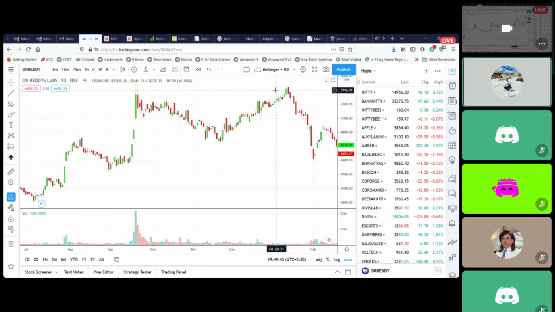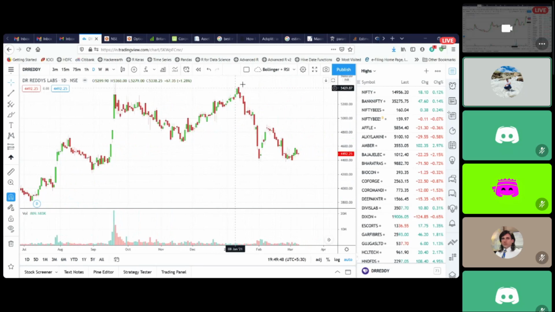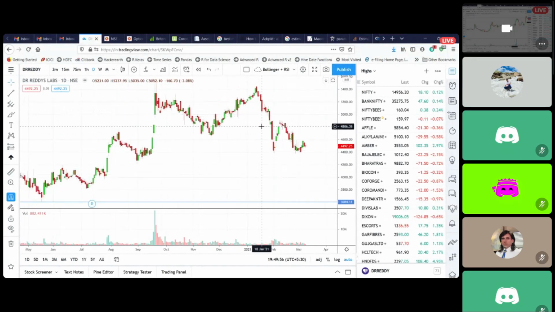So this is more than 10%. Once this is done, this trade is done, you book out. But then later on, Dr. Reddy went on to break this support. Once this swing low gets taken out, this is when I decide that, okay, now I don't need to do this in this particular stock anymore.